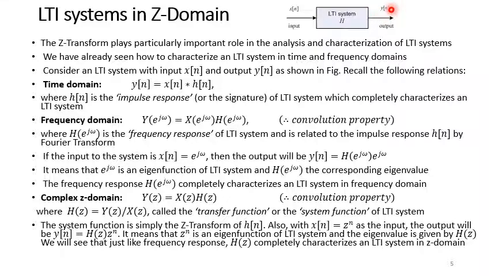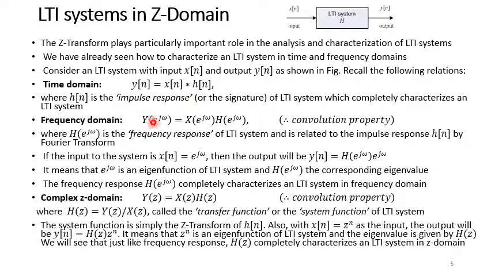So we say y of n equals the convolution of the impulse response with the input, or we can say y of n equals h of n convolved with x of n. So I hope you understand. In time domain we have convolution. Then if we talk about the frequency domain, in frequency domain we have multiplication, right?